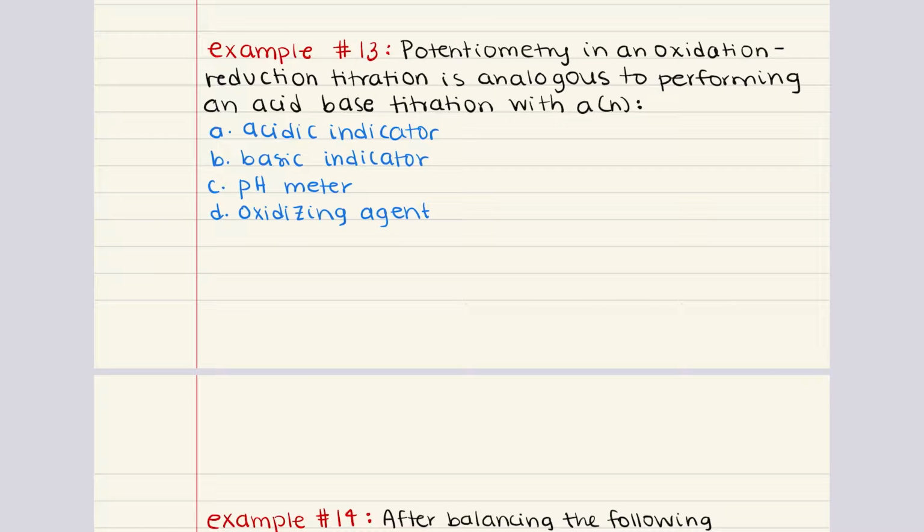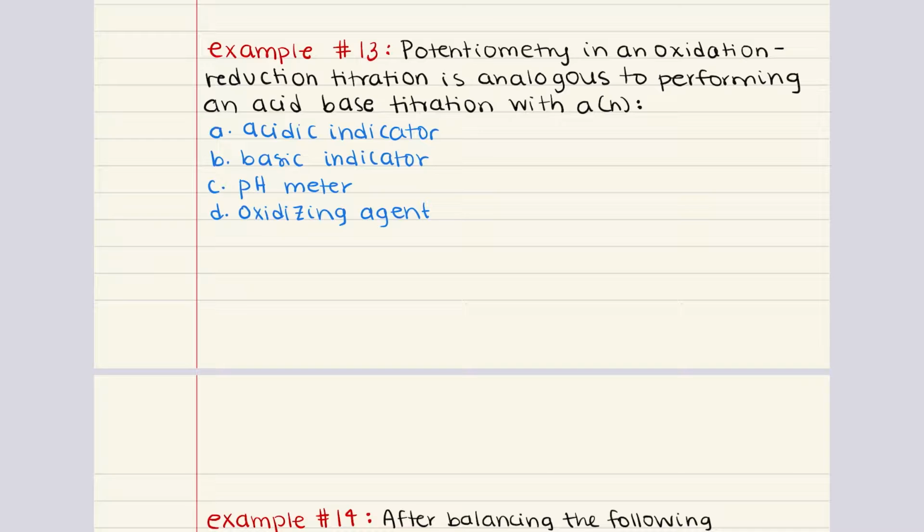Similarly, in an oxidation reduction titration, the potential or the voltage of the solution is monitored to determine the endpoint. This is where potentiometry comes into play. Here, this involves measuring the electrical potential or voltage of a solution to monitor the progress of a redox reaction.